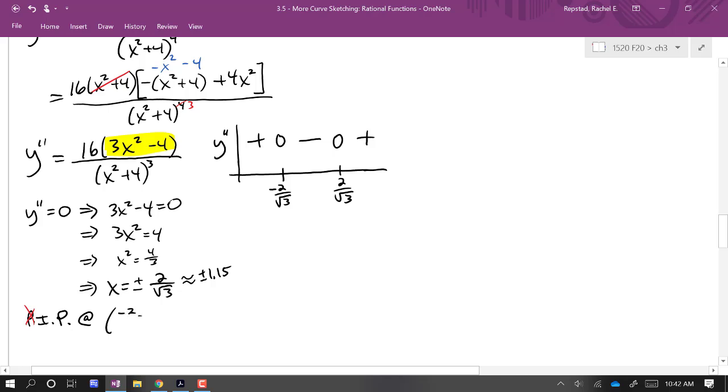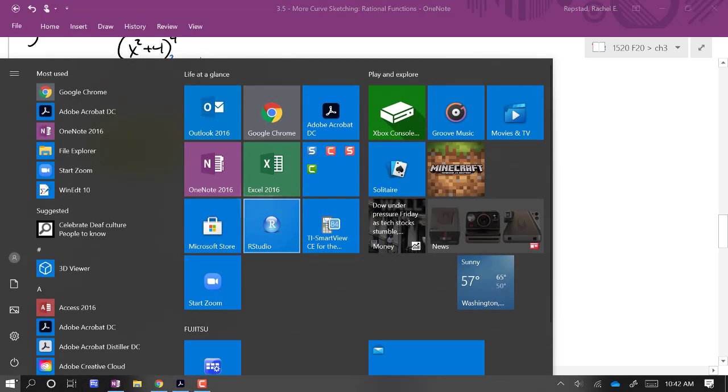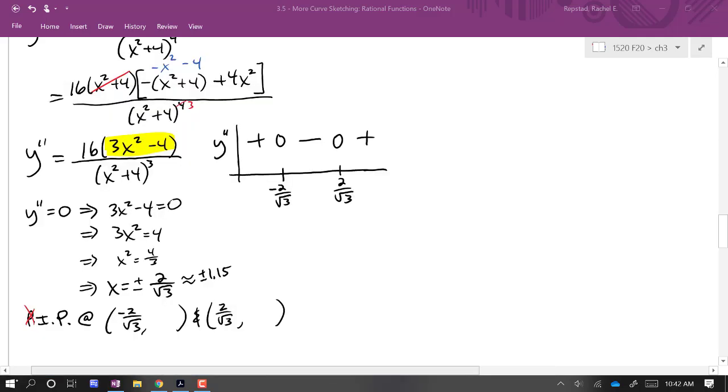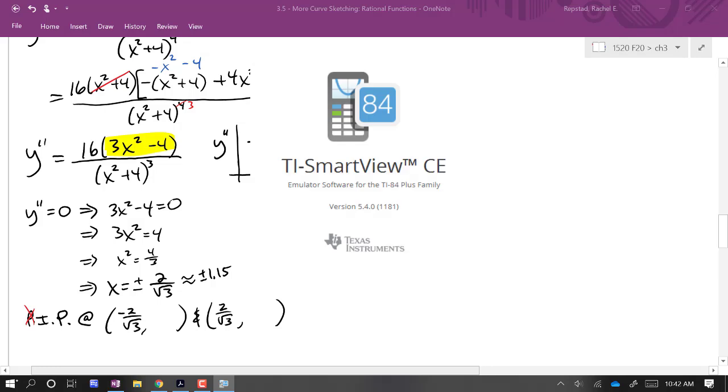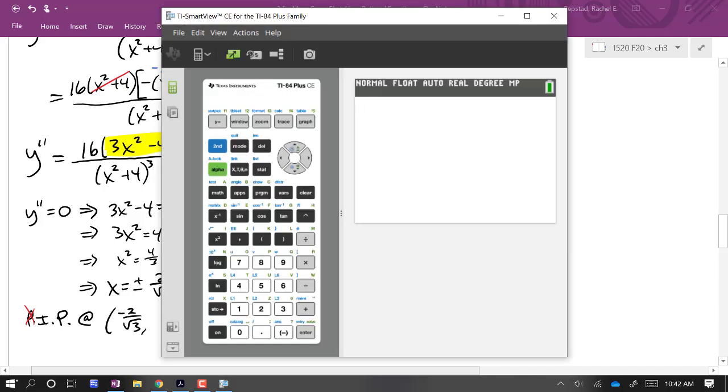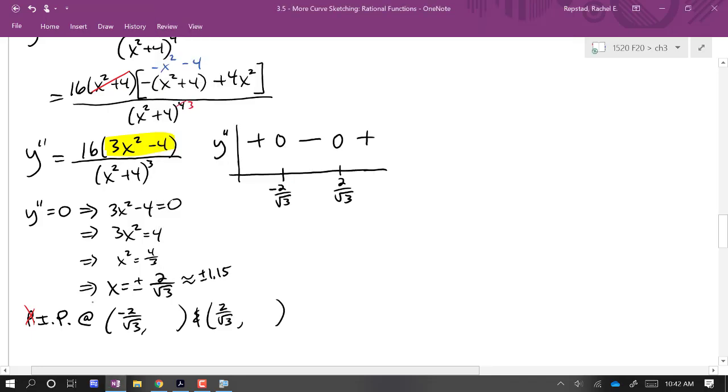So I've got one at x equals negative 2 over root 3, and where x is positive 2 over root 3. I'm going to put this in the calculator. Let me open that up. So we're plugging 2 over root 3 and negative 2 over root 3 into the original function.